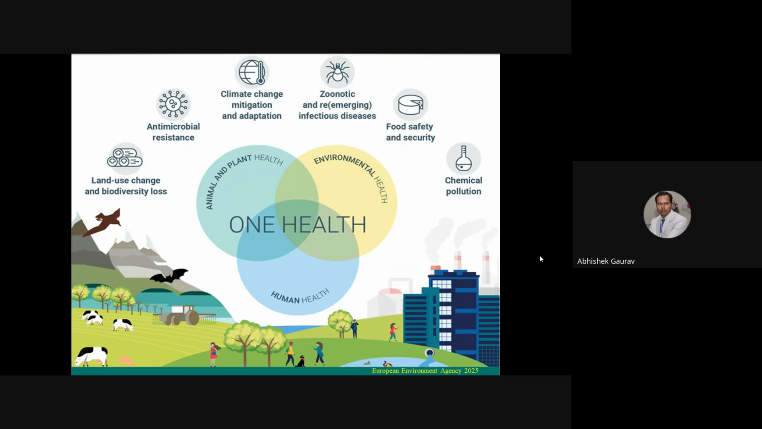Climate change, as you might have seen, during May and June there was heavy rainfall in many parts of the country. When it is supposed to be the summer season, there should not be rainfall, because that leads to the propagation of vectors, which leads to the emergence of vector-borne diseases. Then zoonotic diseases, especially the emerging and re-emerging zoonotic diseases, food safety, security, and chemical pollution.